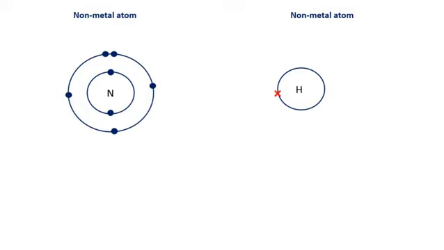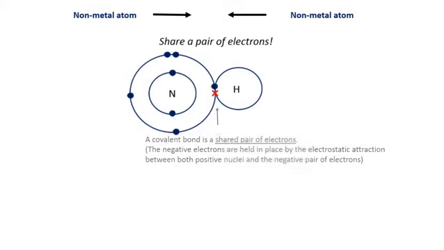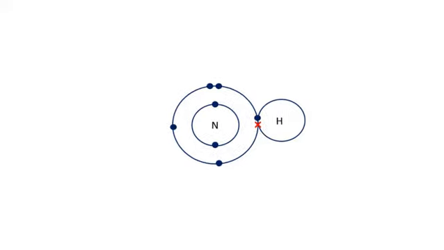What can they do to gain full outer shells? Well, they can share a pair of electrons. And if you ever want to define a covalent bond in just 3 words, say it's a shared electron pair. Strictly speaking, it's the electrostatic attraction between this pair of electrons here and the hydrogen nucleus, which is positive, and the nitrogen nucleus, which is positive. So these electrons are attracted both ways, and so they form a strong bond between the 2 non-metal atoms.